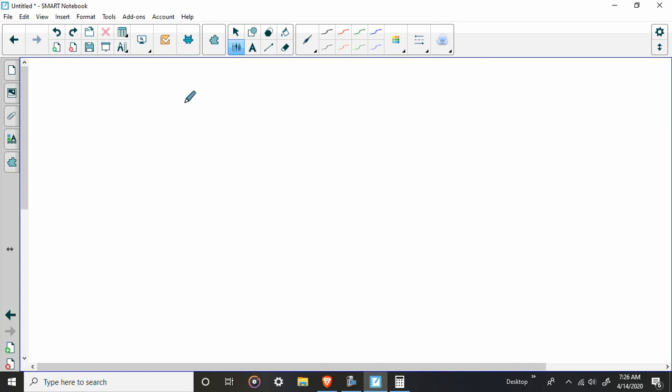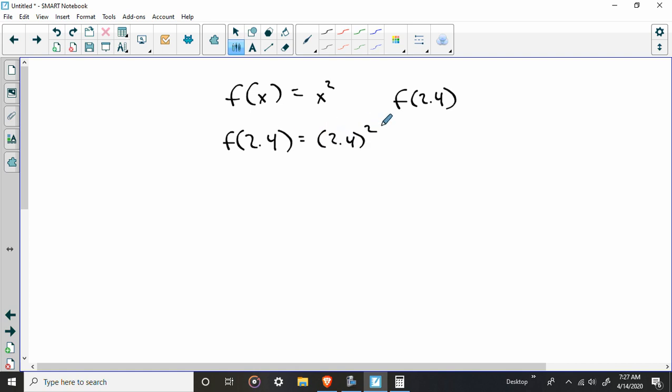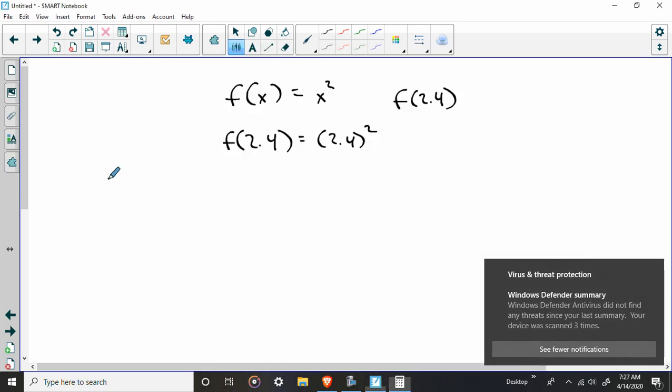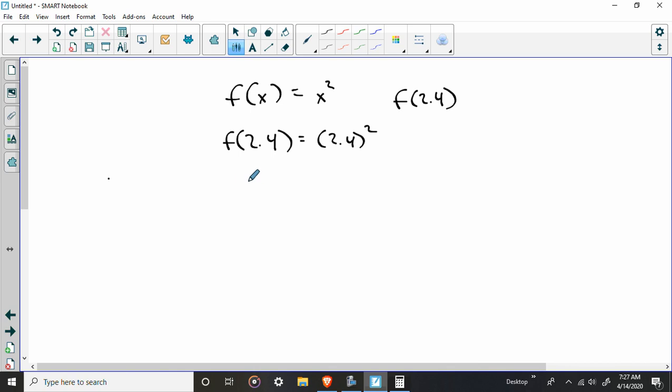Okay? I'll give you a couple with fractions or decimals. F of x is equal to x squared, right? Harmless enough, and they want f of 2.4. Don't freak out. Don't freak. It's the decimals. You probably have a calculator nearby, and you're going to say, what's 2.4 squared? 2.4 squared is going to be 5.76. So f of 2.4 is equal to 5.76. Don't lose your mind just because they gave you a decimal. It's the same rules. You're just plugging this in.